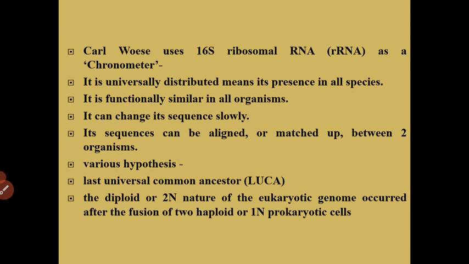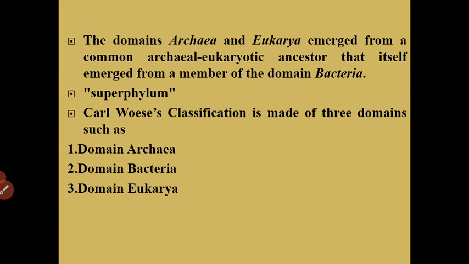More recently, various fusion hypotheses have begun to dominate the literature. One proposed that the diploid or 2N nature of the eukaryotic genome occurred after the fusion of two haploid or 1N prokaryotic cells. Others proposed that the domains Archaea and Eukarya emerged from a common archaeal-eukaryotic ancestor that itself emerged from a member of the domain Bacteria.